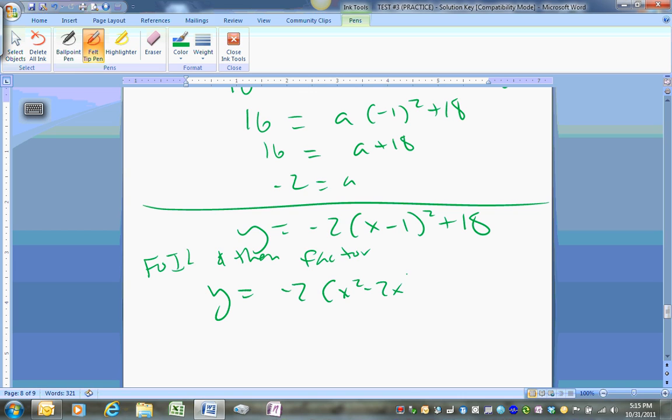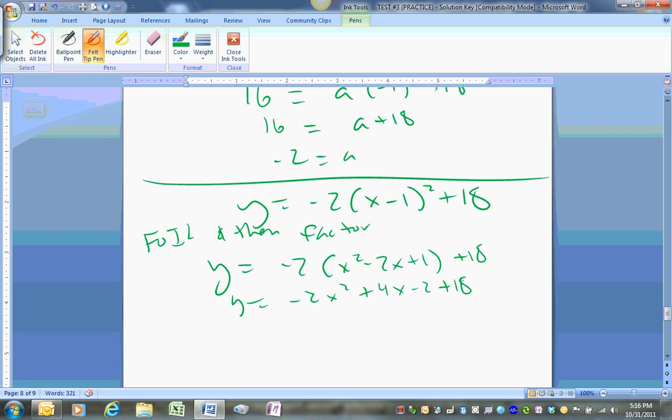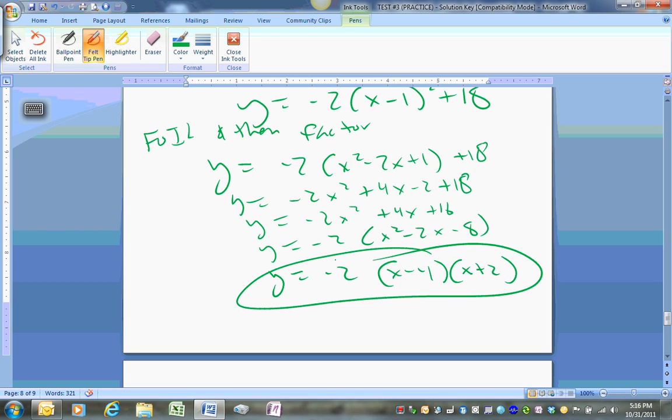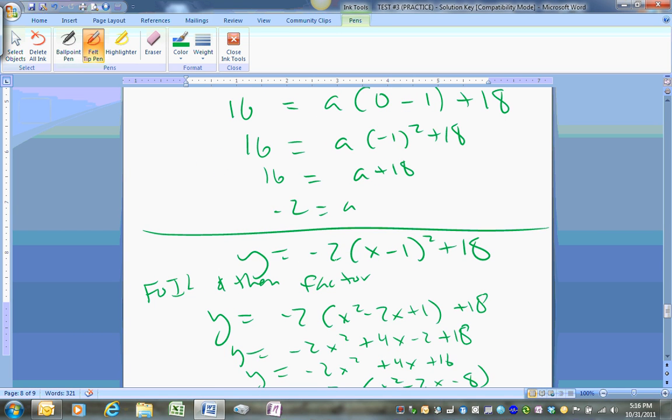So I FOIL the x minus 1 squared part. I distribute. I combine like terms. And I'll factor out negative 2. Oh, look at that. That's super cool. X minus 4 and x plus 2. So it came out very, very nice. So that's what you had to do for that problem.